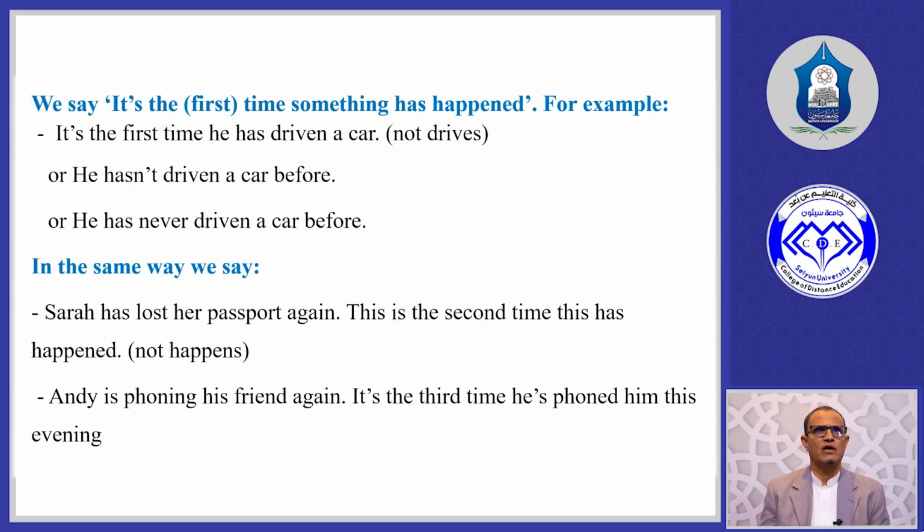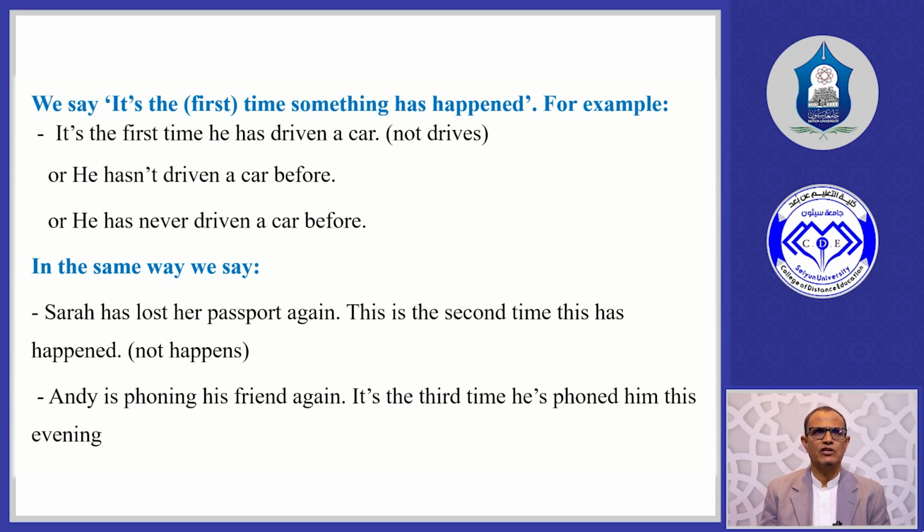Now look, we have some expressions that can be used with the present perfect tense. For example, it is the first time something has happened. Expressions like it's the first time, it's the second time, it's the third time are usually used with the present perfect tense. For example, it is the first time he has driven a car.